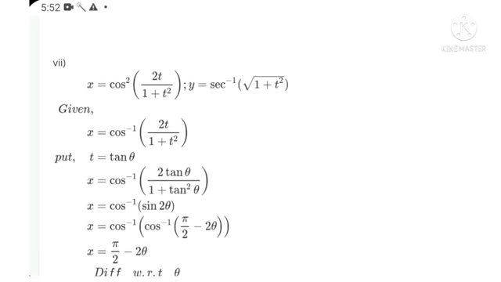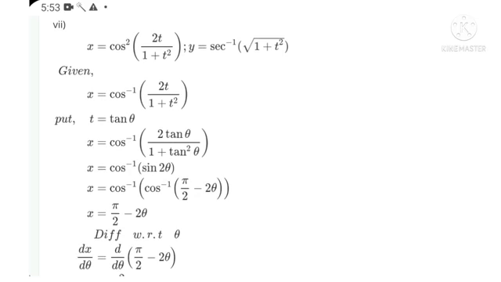Next, the seventh example is the same. x is equal to cos inverse 2t upon 1 plus t square and y is equal to sec inverse root 1 plus t square. Here given x is equal to cos inverse 2t upon 1 plus t square. You know the substitution method; you had learned it. Put t is equal to tan theta. So x is equal to cos inverse 2 tan theta upon 1 plus tan square theta.